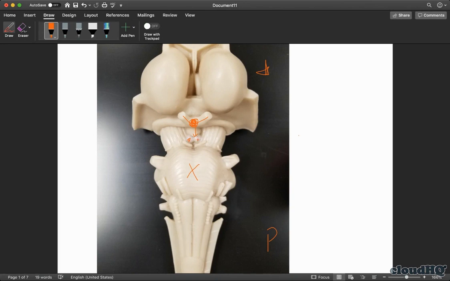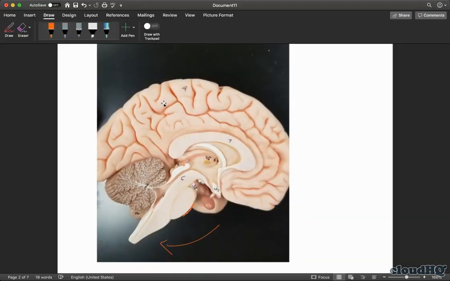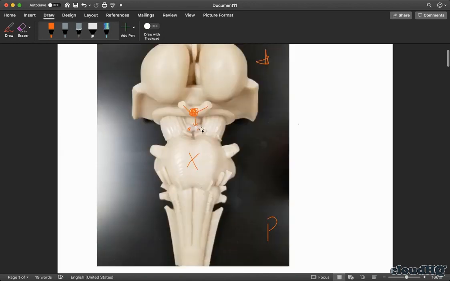I just want to reference the sagittal again, okay? We had the optic chiasm here, and we moved posterior to the mammillary body here, okay? So that's exactly what we did here. We have the optic chiasm, and we moved posterior to the mammillary bodies, okay?